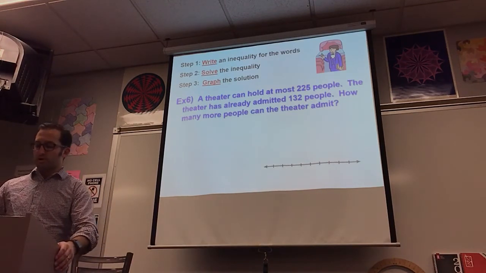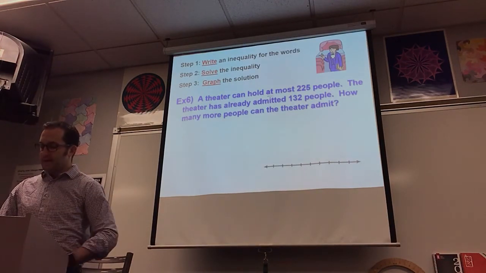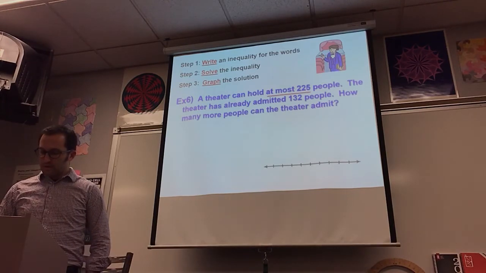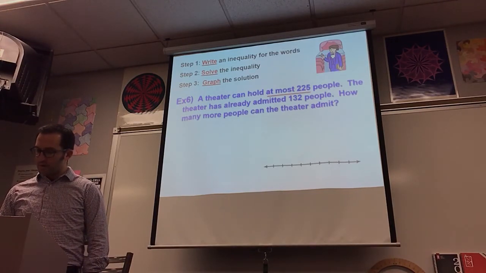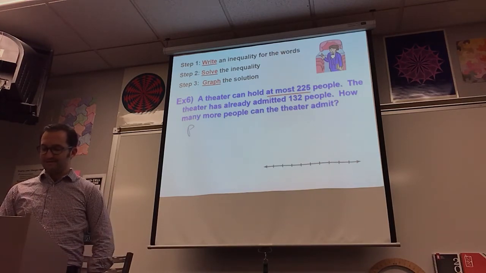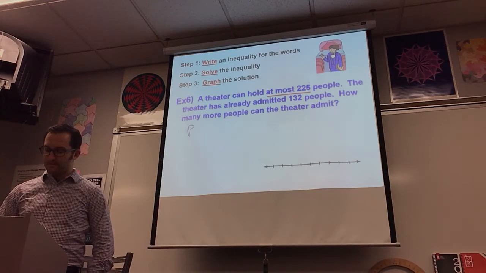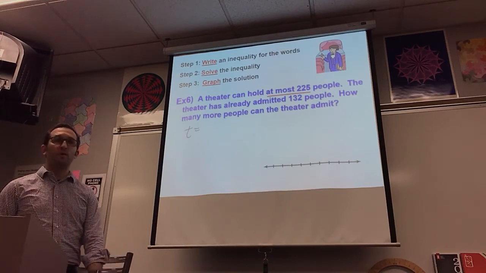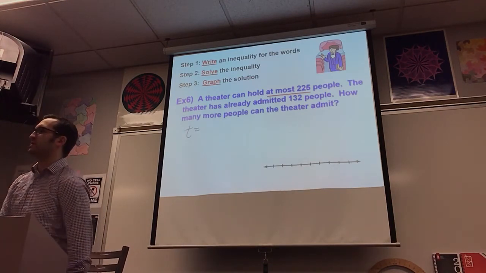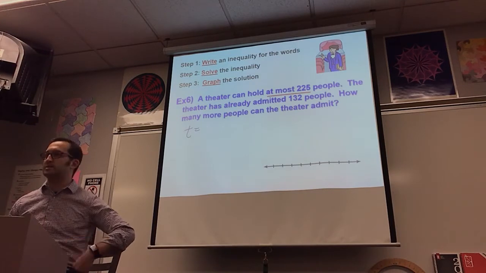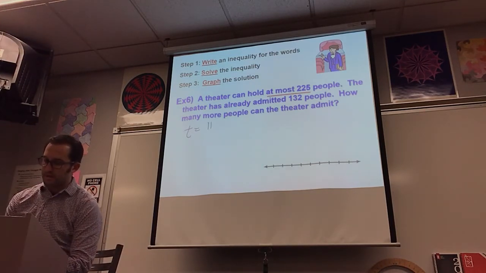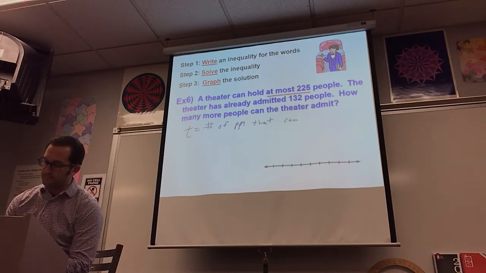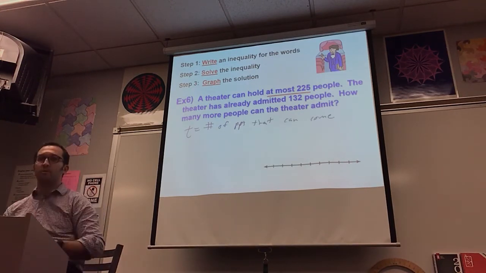So you need to write the inequality in words. What's the key word for this one? At most. Good. What do we want our variable to be? P. I said P. I'm going to use T this time. T for what? Notice when you define a variable, you have to say T equals, or what is T? T is going to be how many people can be admitted to the theater, the number of people that the theater can admit.